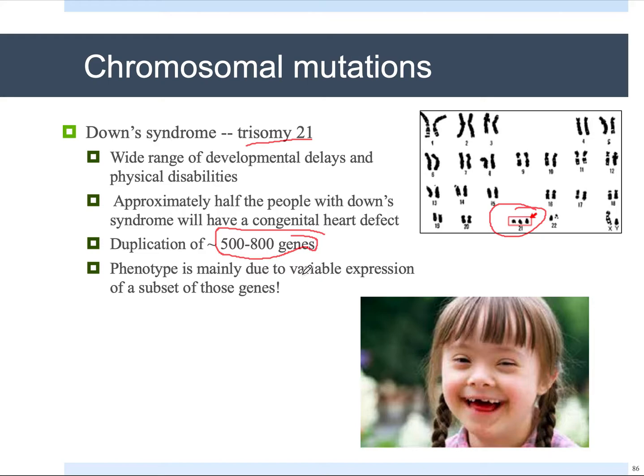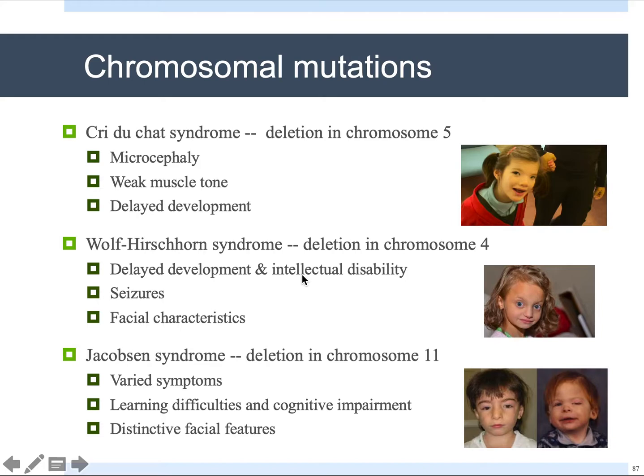Some of these people who suffer from Down syndrome also have a higher chance of suffering from congenital heart defect. Now, individuals may also suffer from chromosomal mutations that are not duplications. So you have deletions that do occur. Deletions in chromosome 5, chromosome 4, chromosome 11 all lead to different types of syndromes and a spectrum of effects that we see phenotypically in these individuals.